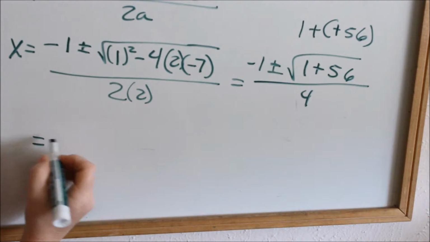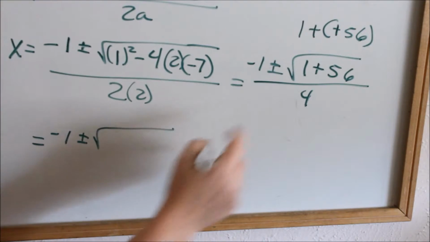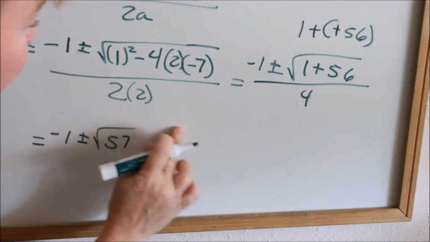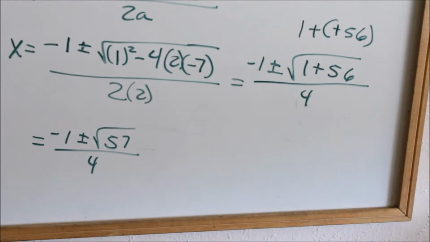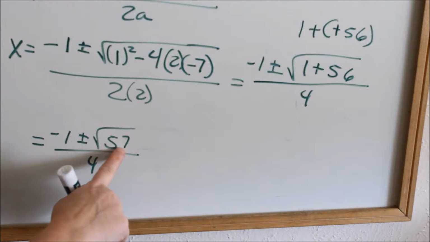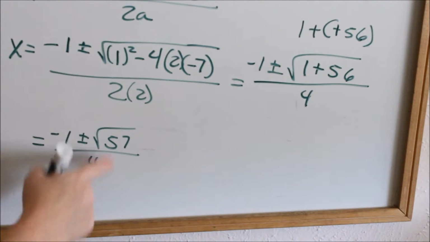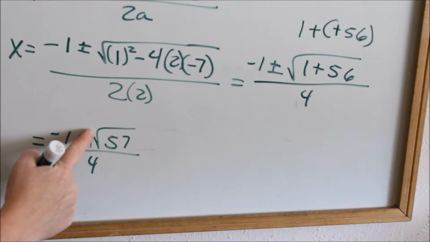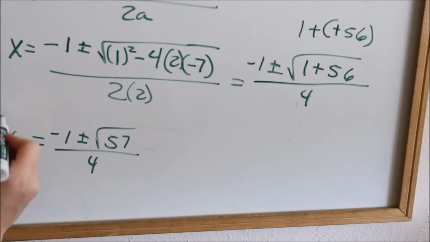Next step. Okay, down here. So negative 1 plus or minus, I'm going to continue to simplify under the radical. 1 plus 56 is 57, all over 4. Now you look for, can I simplify the radical? And the square root of 57 will not simplify. And can I reduce all my whole numbers? Remember, that's like a 1 right in front of there. And I cannot reduce my whole numbers. So this is your final answer.